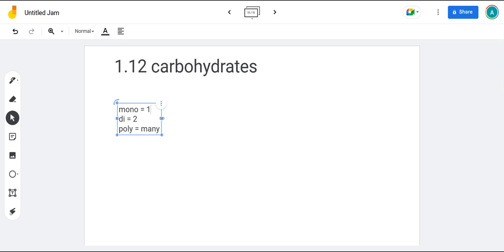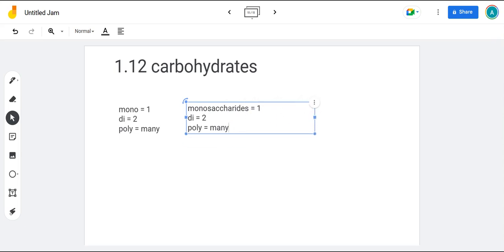So our types of carbohydrate, kind of aligned with that, is we've got monosaccharides, which means that they're made of one sugar unit. We've got disaccharides, which are made of two sugar units, and we've got polysaccharides, which are made of many sugar units.